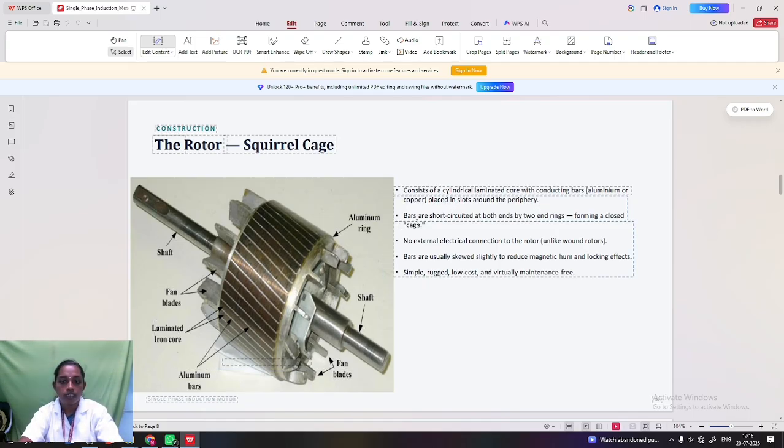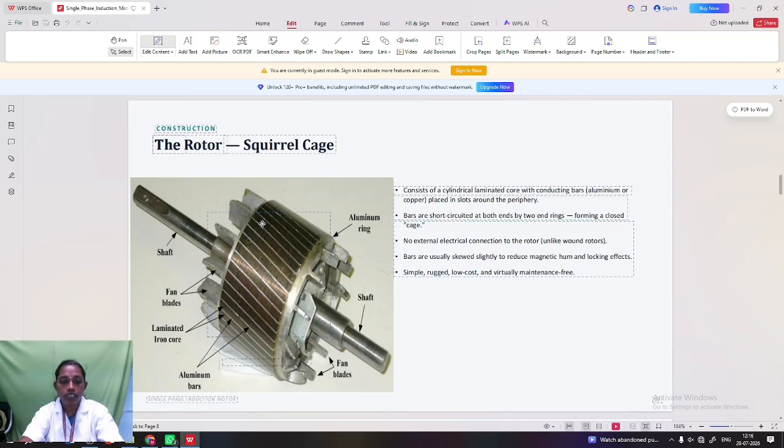The bars are short circuited at both ends by two end rings, which forms a closed path. Here the entire structure resembles a cage, so it got the name squirrel cage rotor. In this arrangement, there are no external electrical connections to the rotor, unlike the wound rotor, that means slip ring rotor.